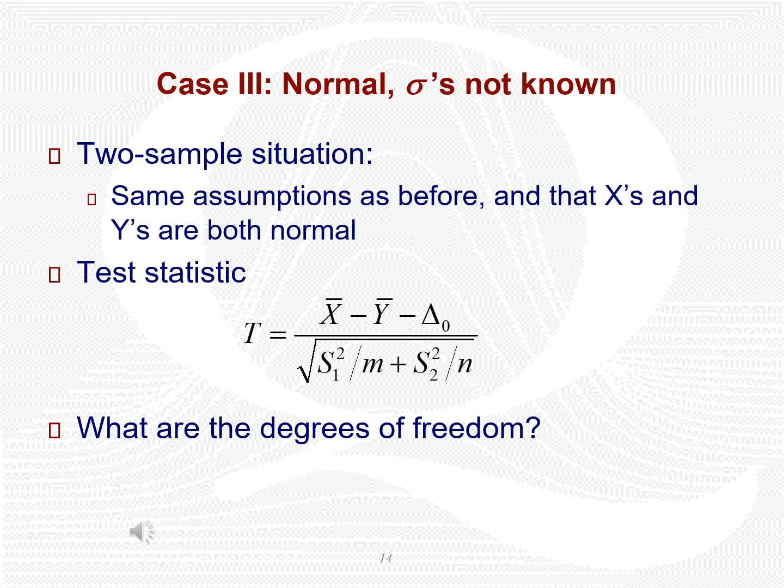In case 3, for the two sample situation, we are assuming that both samples come from normal populations, and we again form a t-statistic that we're going to use to test the null hypothesis, just as before. The formula for the t-statistic was pretty predictable, but what degrees of freedom do we use when we look it up in the t-table?